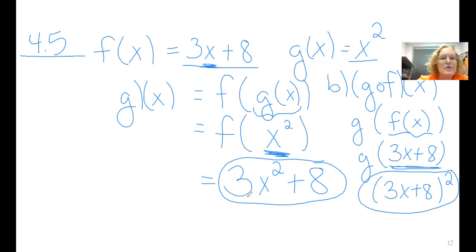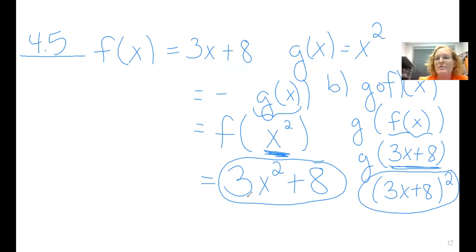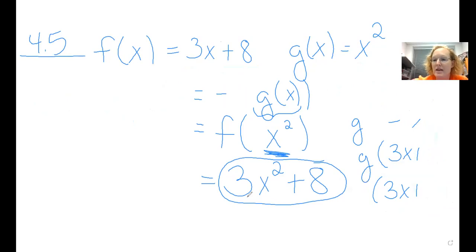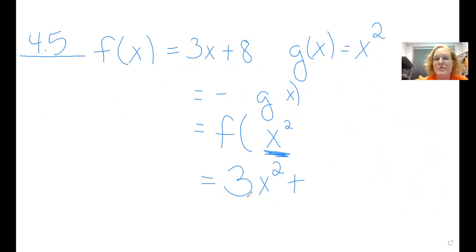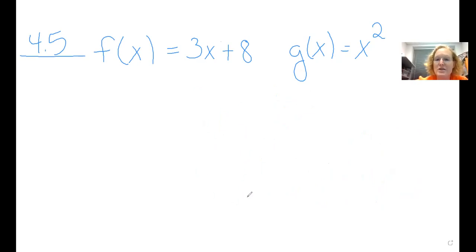All right, so now let's do this. We're going to leave our f and g, okay? I'm not going to change them at all. And we're still going to be talking about section 4.5. Not going to change that either. What I am going to do is something different. We're not going to do composition, and I'll call this part C.